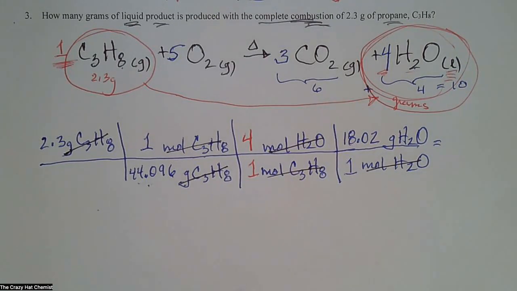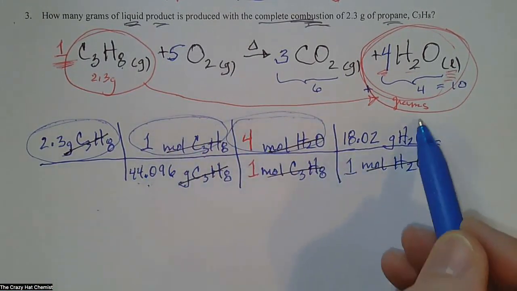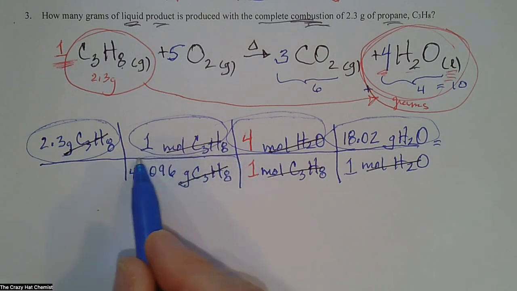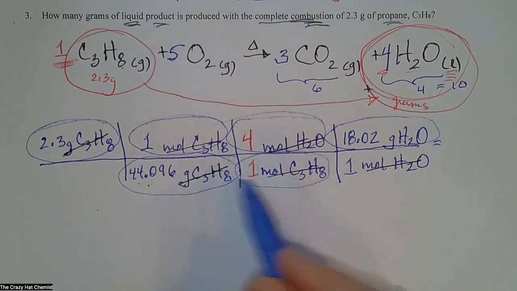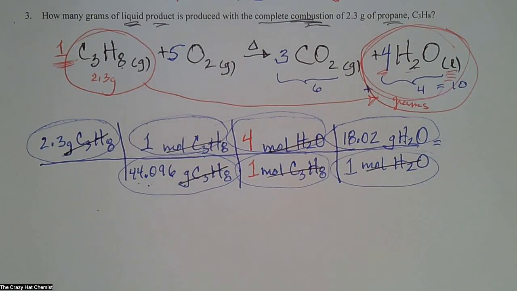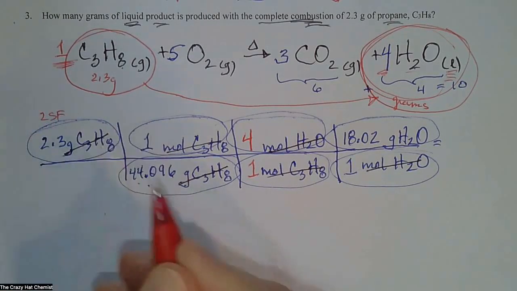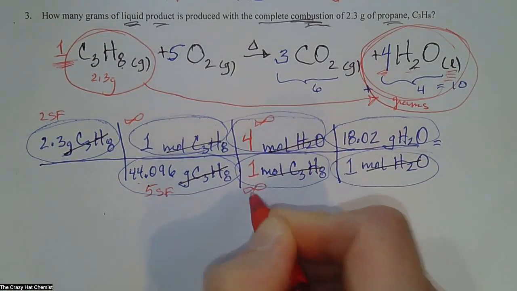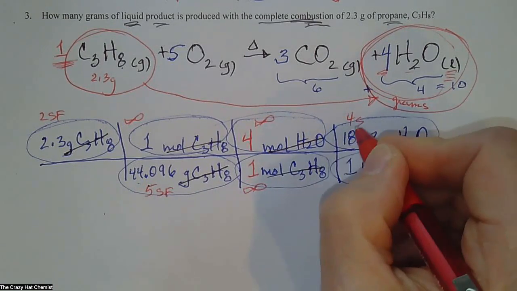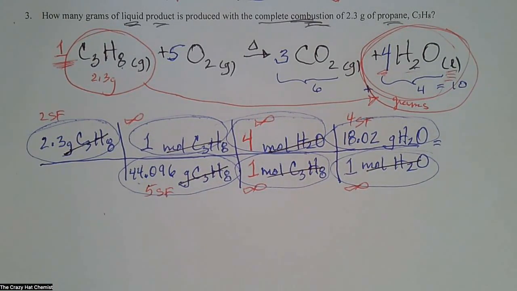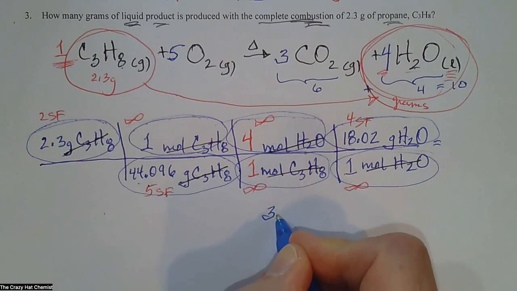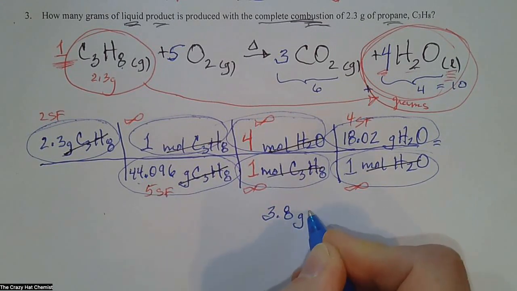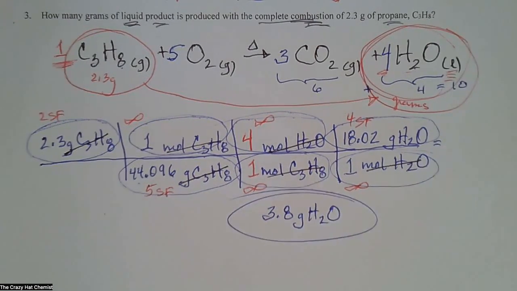All right, now we're going to plug this into our calculator. We're going to take 2.3 times 1 times 4 times 18.02 divided by 44.096 divided by 1 divided by 1. And then we're going to get an answer from that. We're going to look at significant figures. This has 2 significant figures, infinite number of significant figures, 5 significant figures, infinite, infinite, infinite, and 4 significant figures. So the fewest number of significant figures I have in this problem is 2. So my rounded answer is going to be 3.8 grams of H2O. And that's my final answer.